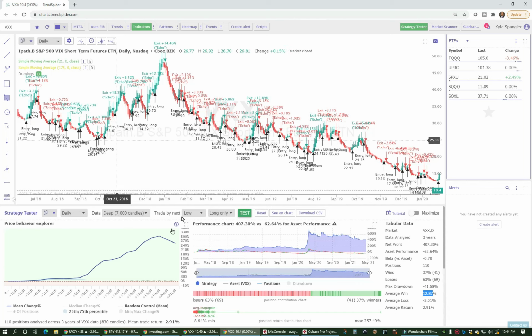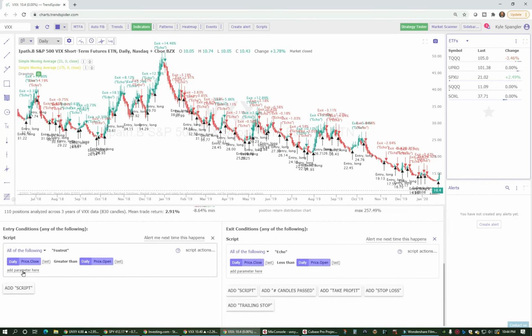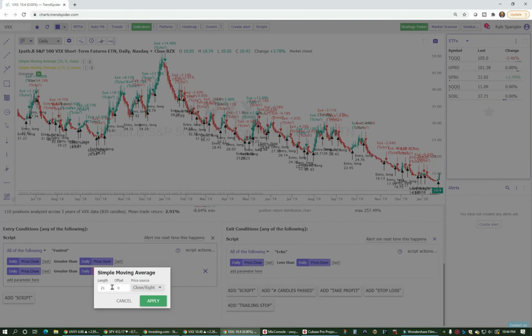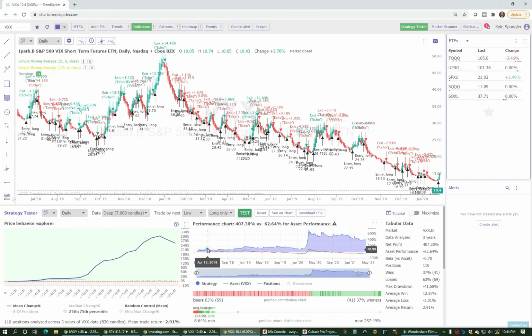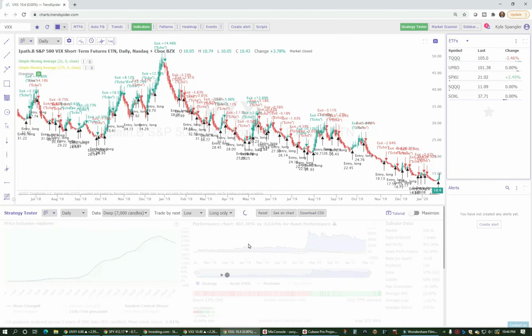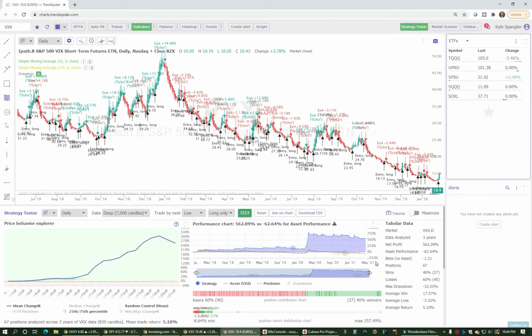But actually, if I come in here and I change one of the parameters, I add one more parameter, and that is if we close greater than the 10-day moving average, that was able to improve the results and take out some of the false entries, at least over the last 3 years. So we'll see how that performed. And yeah, so that gets to 562%. It increased the win rate a little bit.